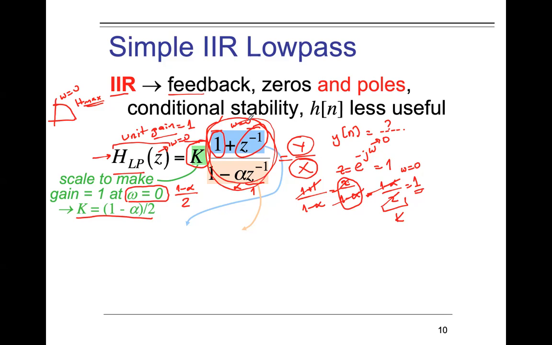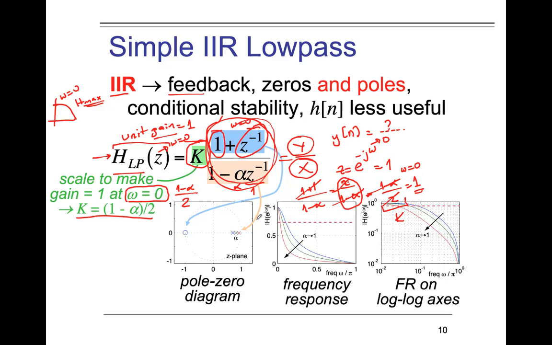Did we understand this part? So, K is 1 minus alpha divided by 2. Alpha, what is alpha? My pole. My pole here is alpha. Look here, my pole is alpha. What is my 0? It is 0 here. If I change my alpha like this, my pole-zero diagram will change, right? The zero will stay, but according to my alpha value, my pole's location will change.